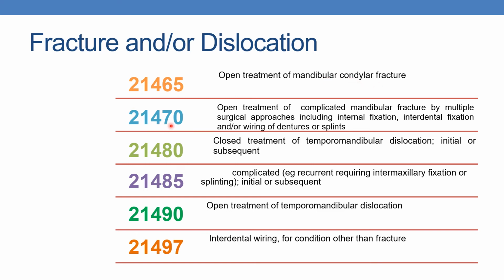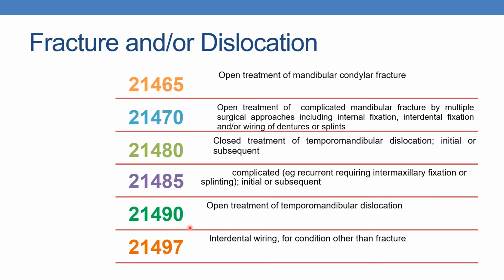The next is 21470. It deals with open treatment of complicated mandibular fracture by multiple surgical approaches, including internal fixation, interdental fixation, and or wiring or dentures or splint. The next is 21480. Closed treatment of temporomandibular dislocation, initial or subsequent. The next is 21485. It deals with closed treatment of temporomandibular dislocation, complicated. For example, recurrent requiring intermaxillary fixation or splinting, initial or subsequent.